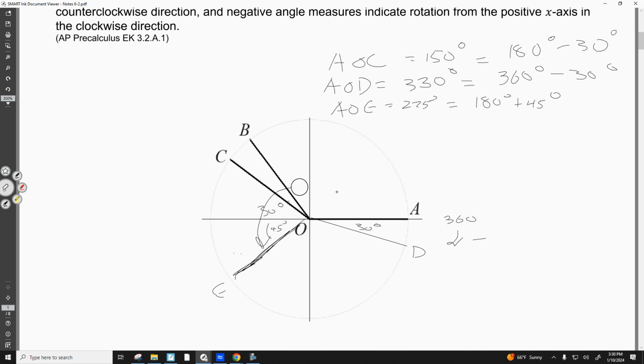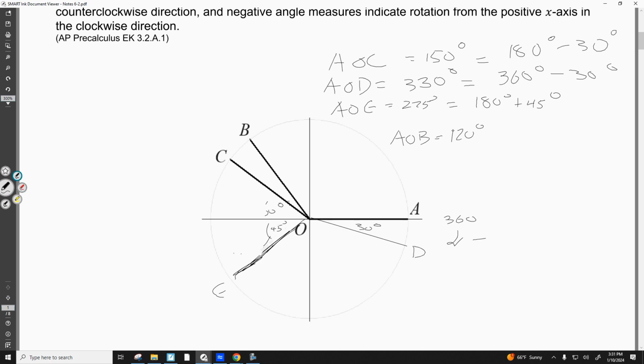What about AOB? Where's 120 degrees? Now, ready? This is the most important one. AOB, I'm going to say, is 120 degrees. Many of you are going to be saying it's 30 degrees away from 90. You are correct, and that's fine.